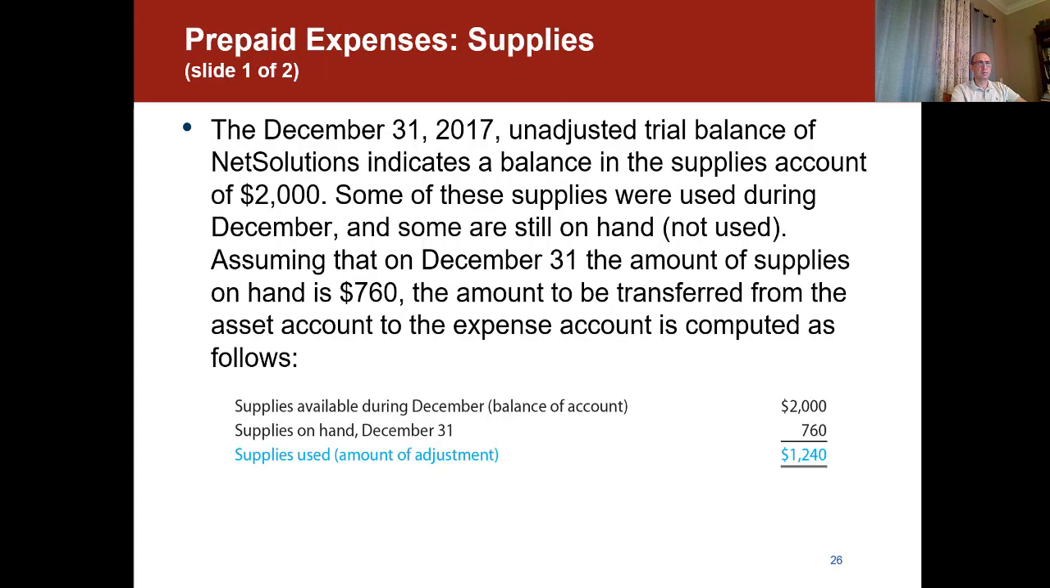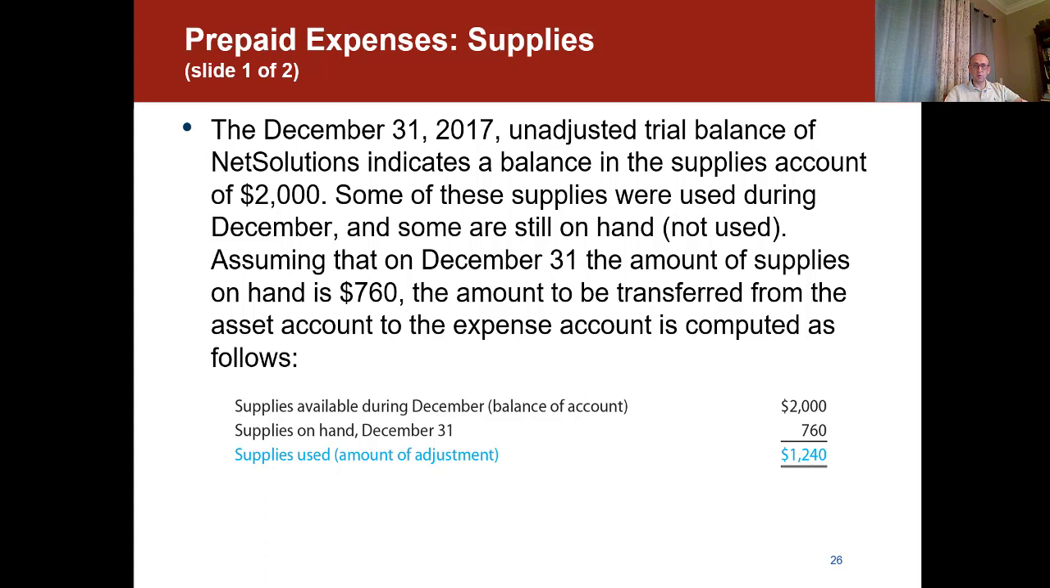Let's see another example, but this time it's about prepaid expenses, like supplies. The December 31st, 2017 unadjusted trial balance of Net Solutions indicates a balance in the supplies account of $2,000. Some of these supplies were used during December and some are still on hand, not used. Assuming that on December 31st, the amount of supplies on hand is $760. The amount to be transferred from the asset account to the expense account is computed as follows. So the computation is very important.